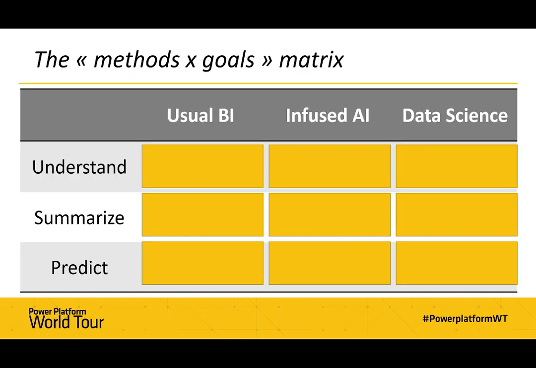We have to change the approach, and for that, I propose this matrix with the three steps: understand, summarize, predict. And we will see some tools of the usual BI, some tools of what I call infused AI. Remember, that's some data science, some statistical tools, but easier to use in Power BI. And be careful, there's a limit here. We can't do real data science work in Power BI.